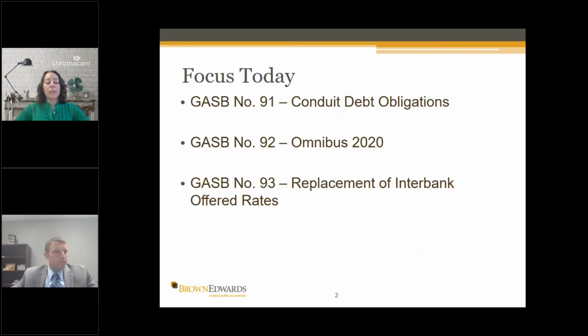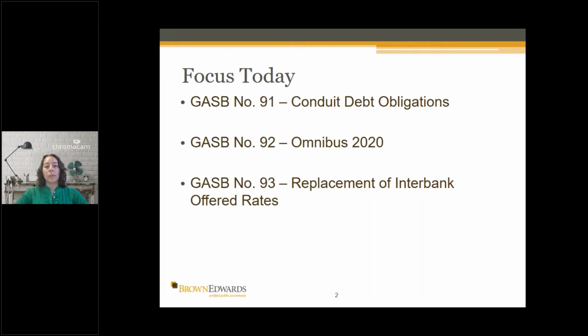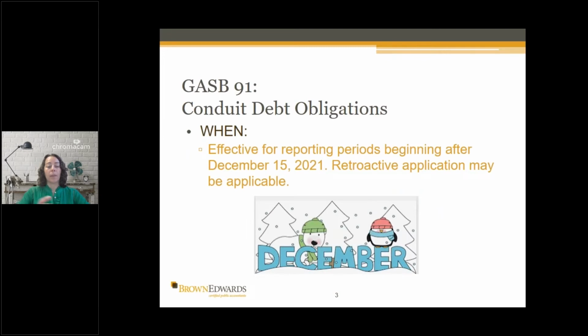The focus today is going to be on GASB 91, Conduit Debt Obligations. We're going to be talking about GASB 92, Omnibus 2020, and we're going to be talking about GASB 93, Replacement of Interbank Offered Rates. GASB 91, Conduit Debt Obligations, is effective for reporting periods beginning after December 15, 2021. Retroactive application may be applicable.